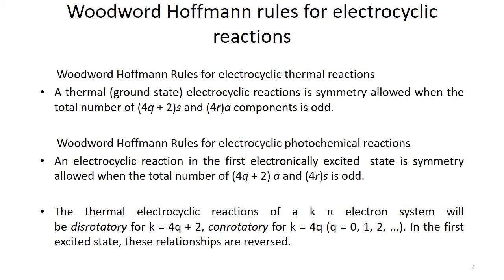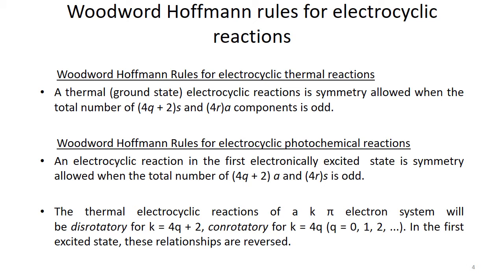So basically, what does the Woodward-Hoffmann rule say? Let's look at the wording, how they suggested it. They say that a thermal ground state electrocyclic reaction is symmetry allowed when the total number of 4q plus 2s and 4r a components is odd.